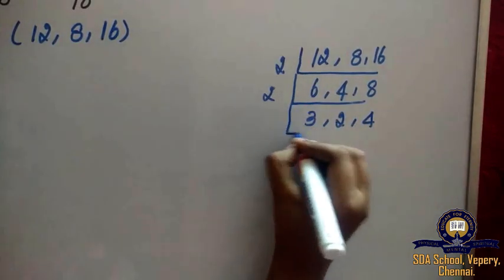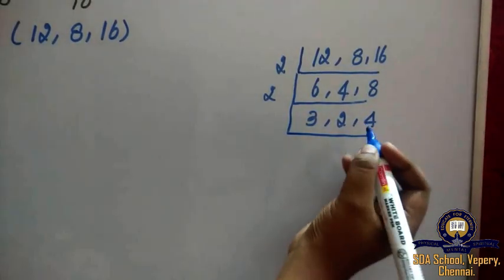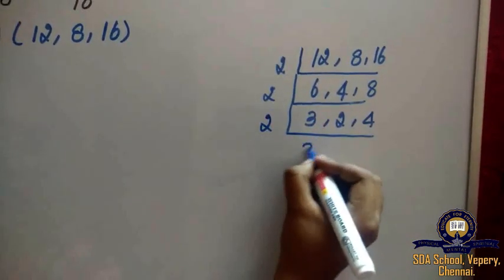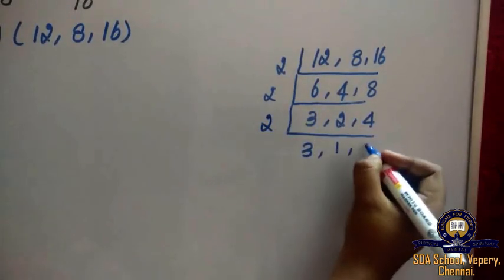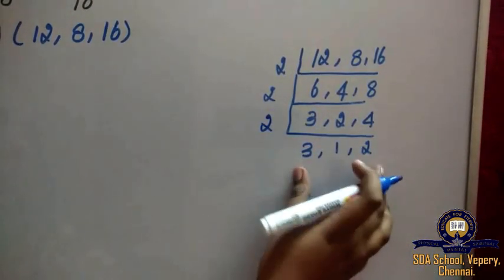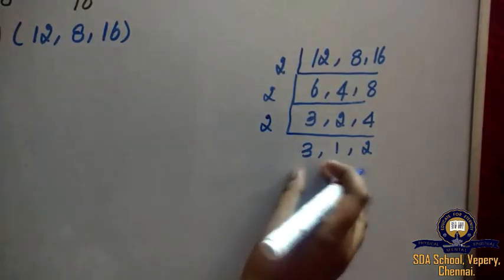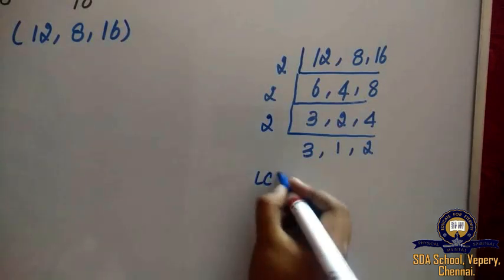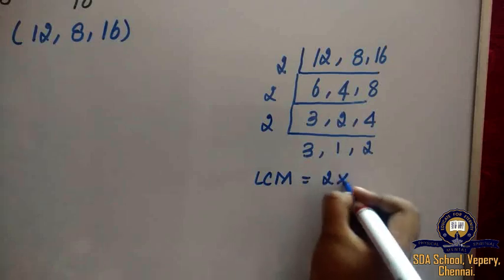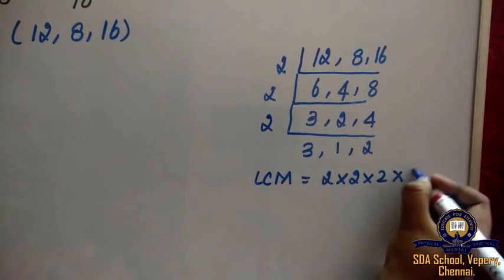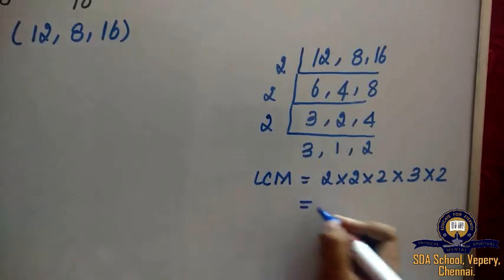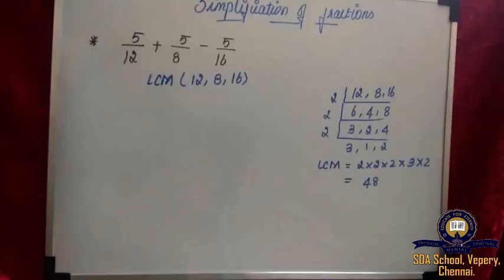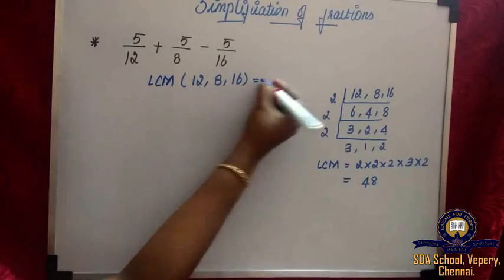So when you look here, these three do not have a common factor. So we can take 2 and 4. 2 and 4 have a common factor 2. So 3 will come down as such. 2 ones are 2, 2 twos are 4. So all these three do not have a common factor, and even when you take 2 terms, they do not have a common factor. So we need to stop at this step. So the LCM is equal to 2 into 2 into 2 into 3 into 2, which is equal to 48. So the LCM is equal to 48.